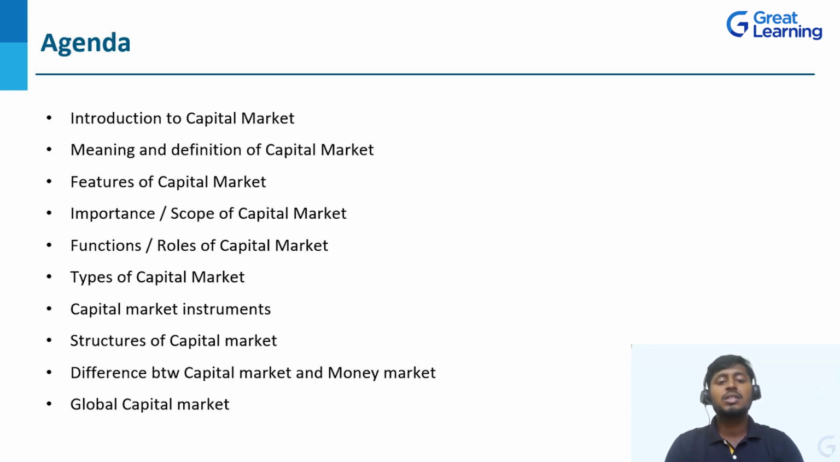And next, structure of capital market. What is the structure, or how will the capital market run? That structure we'll see. And next, difference between capital market and money market. In the financial markets, we have two different categories, that is capital market and money market, correct? So we'll see what the difference is between capital market and money market, or how unique the capital market is from the money market. That we are going to discuss.